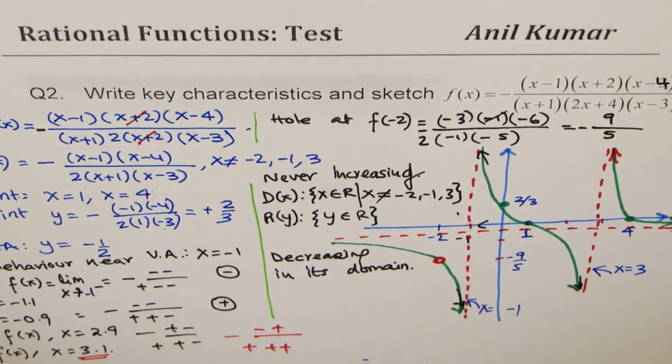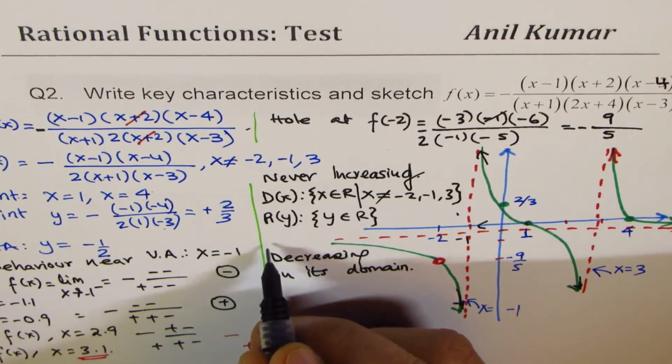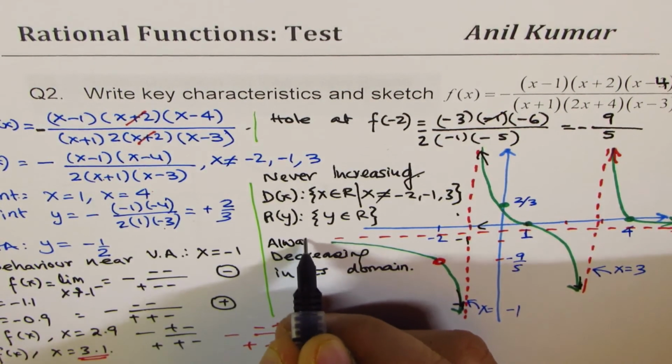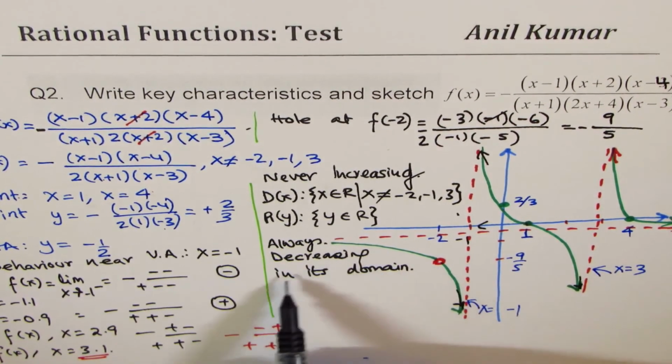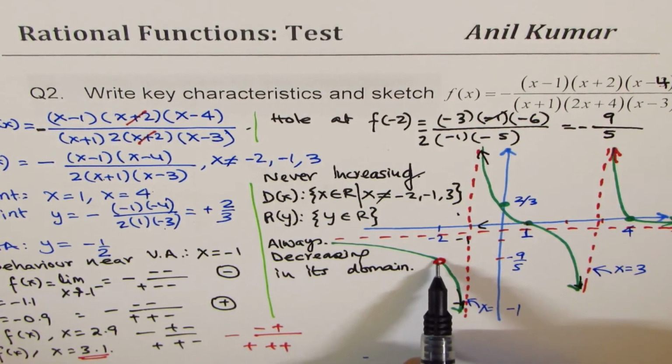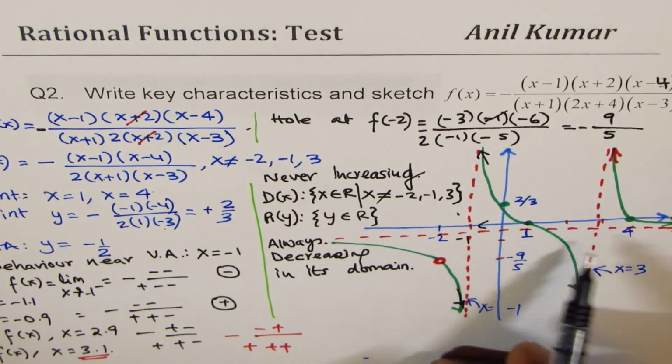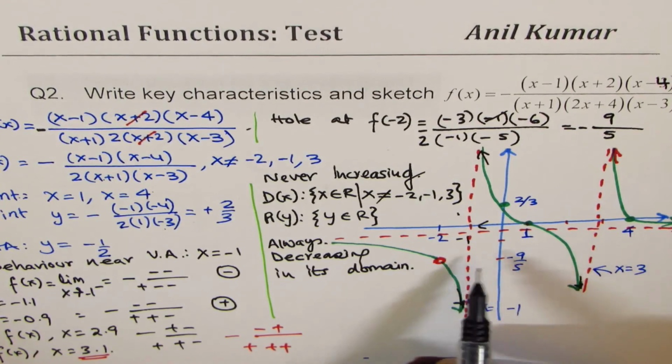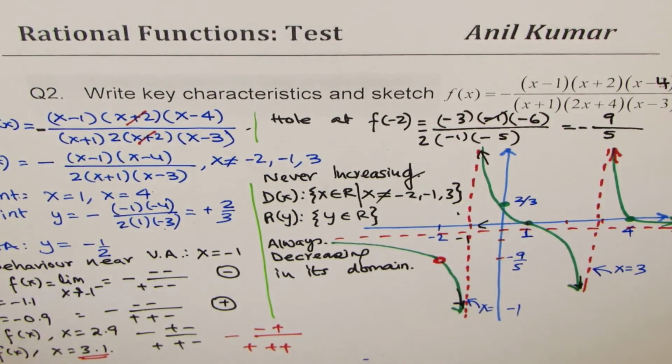Is it okay? So if I write always decreasing in its domain, let's write always also here. Then it suffices. You don't have to mention -infinity to -2, -2 to this and that. Okay, I hope that's clear. Perfect. So that is how you could really answer this question.